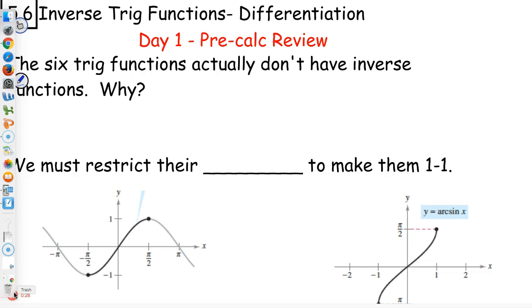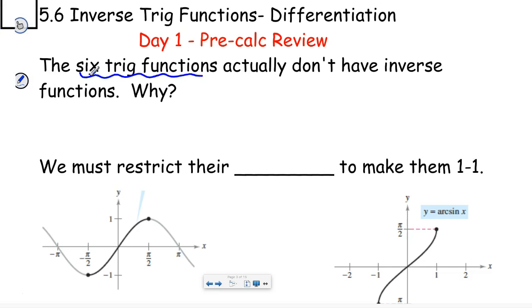In 5.6, we're going to do some trig with inverse functions. So when you have your 6 trig functions, sine, cosine, tangent, cotangent, all that good stuff, as they stand without domain restrictions, they don't have inverses. Can anyone contribute why they don't have inverse functions if I don't restrict their domains? They fail the horizontal line test.